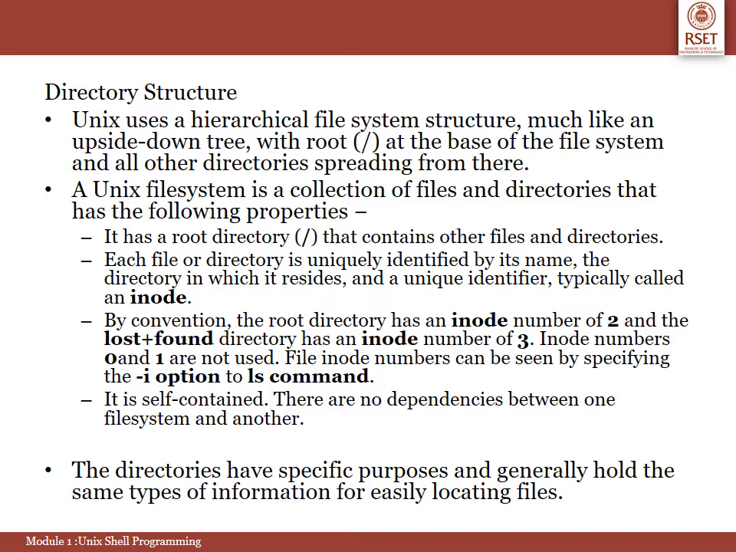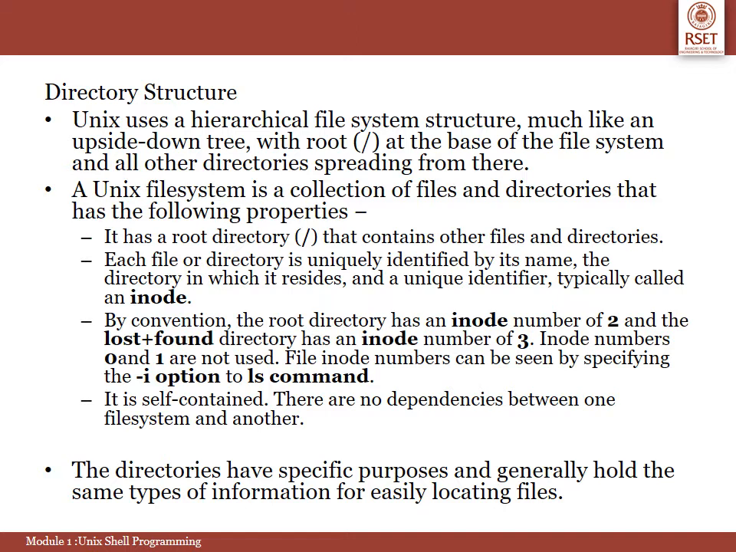Each file or directory is uniquely identified by its name, the directory in which it resides, and a unique identifier typically called an inode. By convention, the root directory has an inode number of 2 and the lost+found directory has an inode number of 3. Inode numbers 0 and 1 are not used, and file inode numbers can be seen by specifying the -i option to the ls command. It is self-contained.